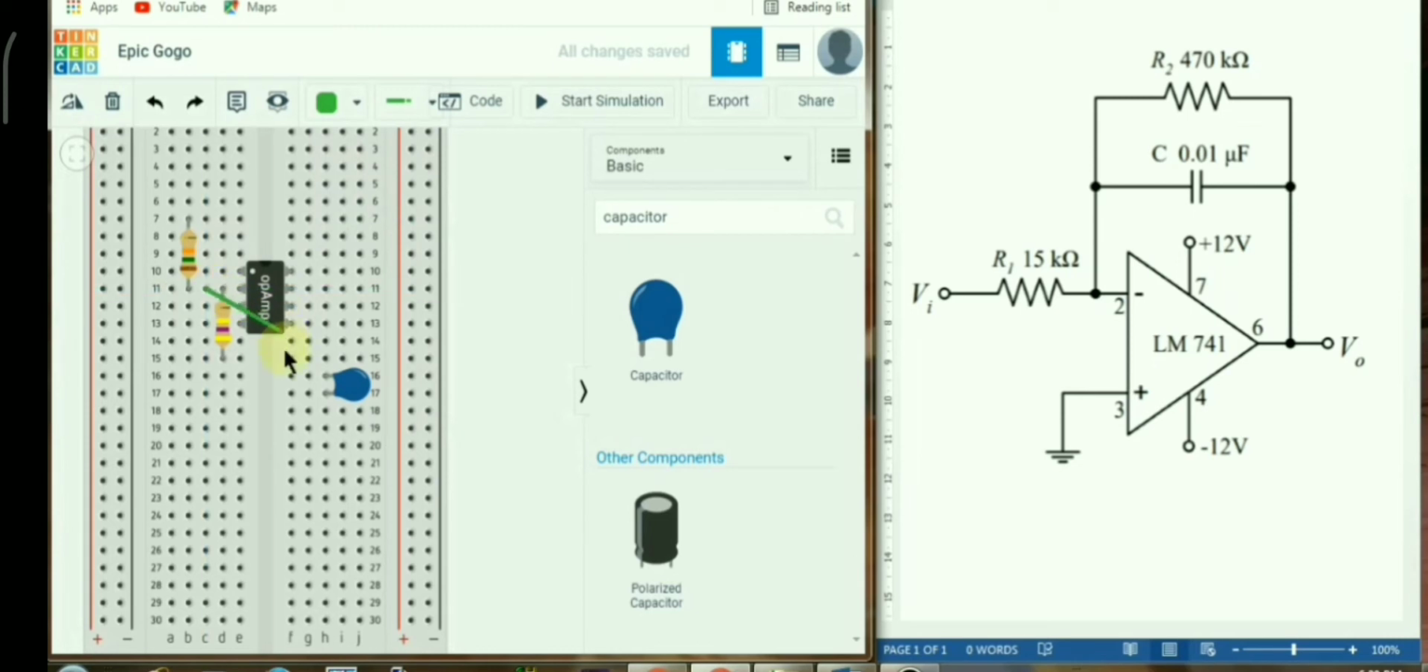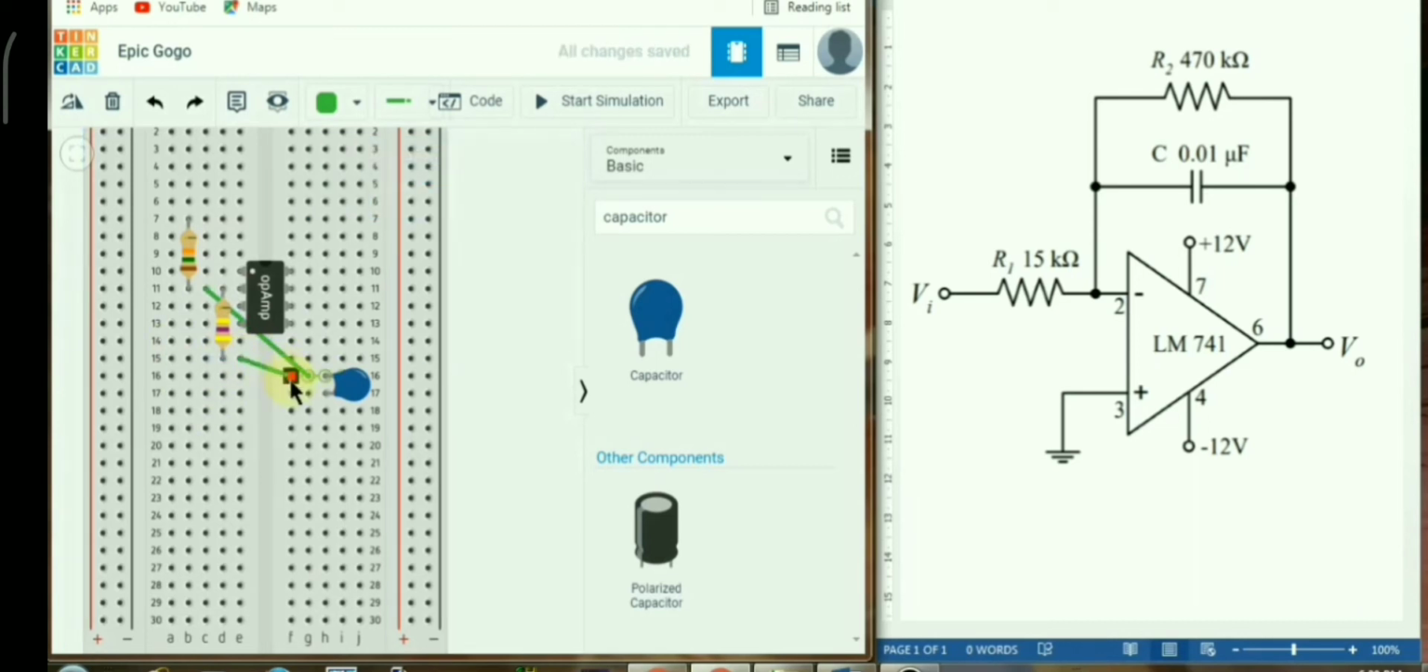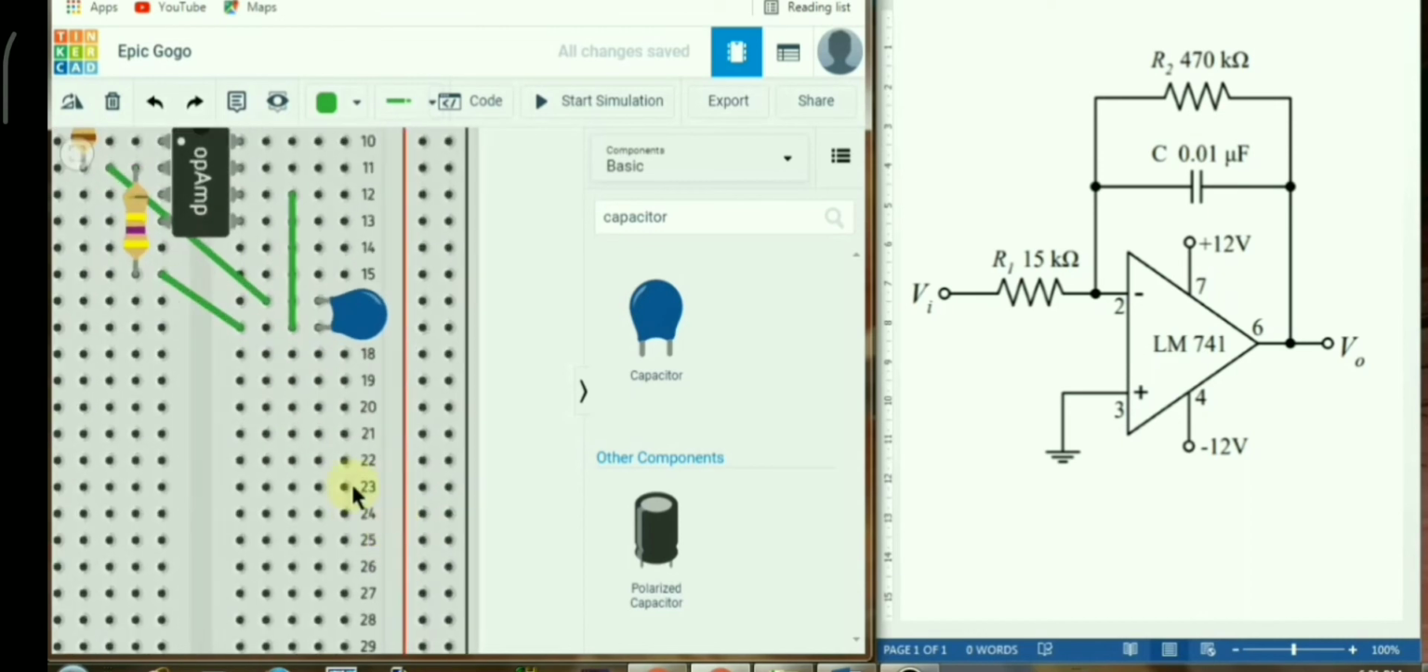Since at the pin number 2 the resistor and capacitor one terminal are connected to each other, therefore connect the capacitor and resistor parallel to each other. Another terminal must be connected to pin number 6. So here we complete the connection for the feedback resistor and capacitor.